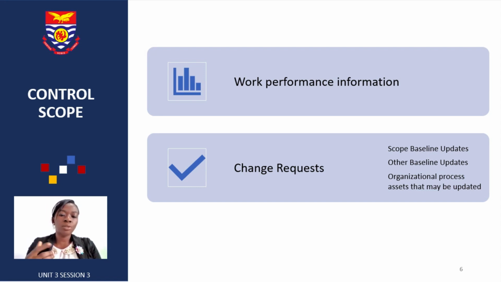Then it can also help us with the change requests. We are not limited to these, but these things usually count in as well, where we look at the scope baseline update. We could also do other baseline updates. We could do organizational process assets that may need to be updated for us to be on point with what we stated from the word go. And so control scope is very, very important if we are going to run a successful project and achieve the objectives we set out from the word go.